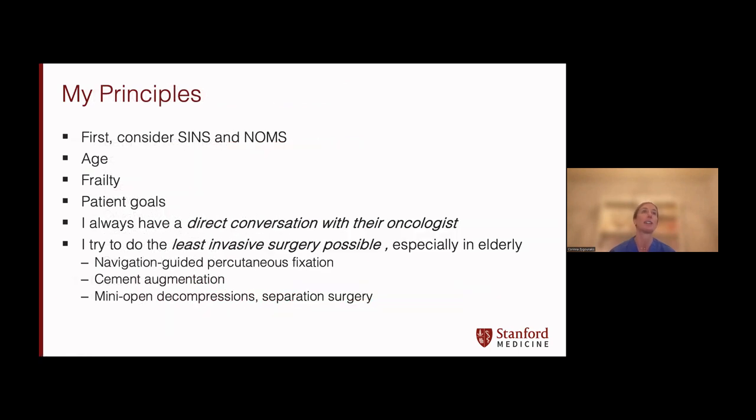So my principles take into account many of the ideas that have been shared with us already today. Consider the stability of the spine with the SIN score. Consider NOMS as an overarching framework, the age of the patient, but because we know that age is just a number, also their overall frailty and the goals of the patient. Even if it's in the middle of the night, I try to always have a direct conversation with that patient's oncologist. If it can't be their primary oncologist, at least whoever is covering for oncology in our hospital. And then my principle is to try to do, for metastatic cancer to the spine, the least invasive surgery possible, especially in our increasingly elderly patient population.